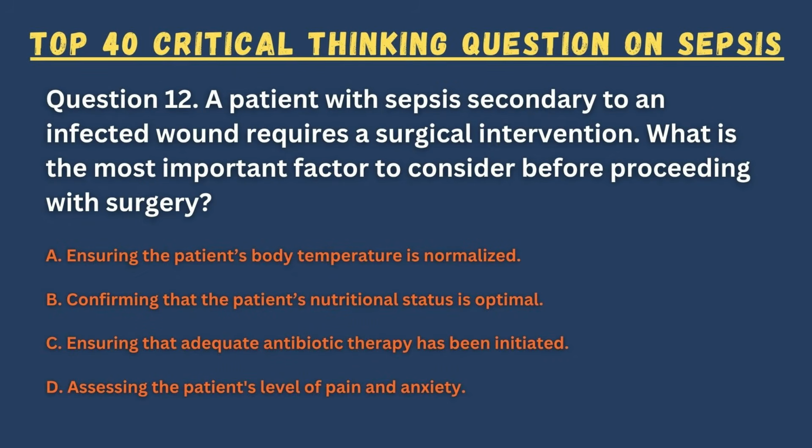Question 12. A patient with sepsis secondary to an infected wound requires a surgical intervention. What is the most important factor to consider before proceeding with surgery? A. Ensuring the patient's body temperature is normalized. B. Confirming that the patient's nutritional status is optimal. C. Ensuring that adequate antibiotic therapy has been initiated. D. Assessing the patient's level of pain and anxiety.